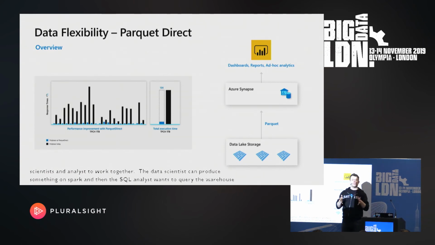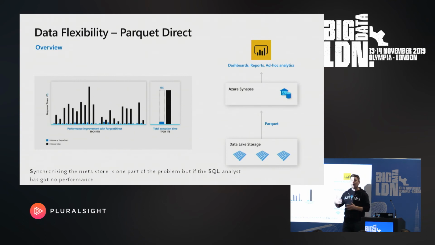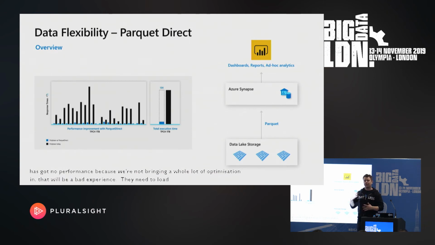Synchronizing the meta store is one part of the problem, but if the SQL analyst has got absolutely no performance because we're querying off the lake and we're not bringing a whole lot of columnar optimizations to the engine, then it's just going to be a bad experience. Then they need to load it into fully managed tables, and that creates a hop.